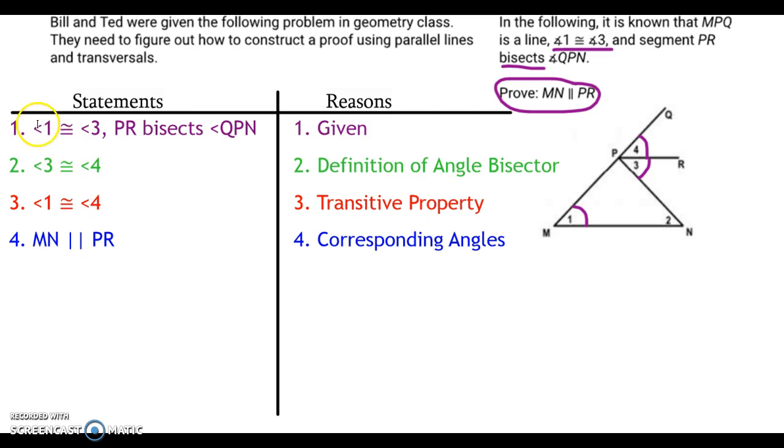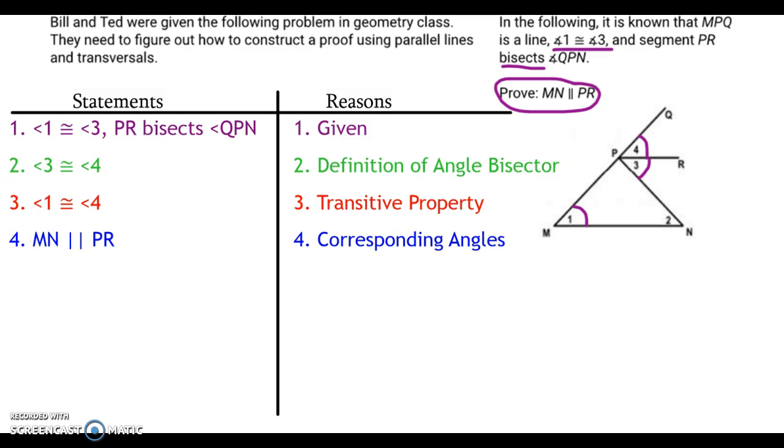All right, the first thing that we said in our proof here were the givens. Angle 1 is congruent to angle 3 and PR bisects QPN. Those two things were given. The next thing that we said, this green step, is angle 3 is congruent to angle 4. That's 3 and 4 respectively because of the definition of angle bisector. Cuts it in half, makes it two congruent angles.